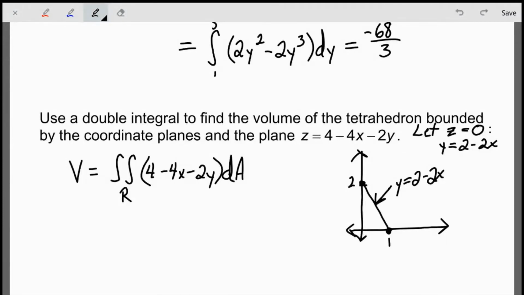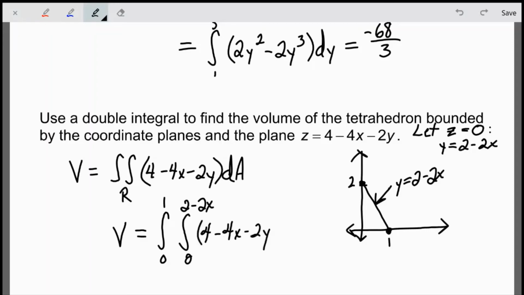So what I'm going to do is set up my volume here, and I'm going to think, okay, I know that I'm going to use x as my outside integral. So I'm going to go from 0 to 1. On the inside integral, my y's are bounded by 0 and 2 minus 2x. And then from there, the rest of this is the same, 4 minus 4x minus 2y. And then I just have to remember, what am I integrating with respect to first? I'm integrating with respect to y and then with respect to x. Okay, so that would be my setup.